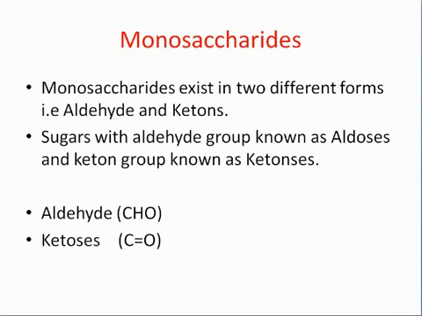The aldehyde, you can see here, has the functional group CHO, and the ketone generally has C double bond O. So these are the two functional groups which we generally see in carbohydrates.